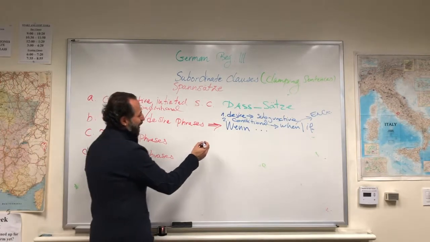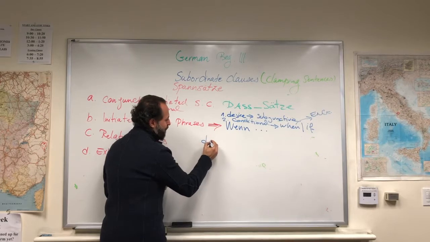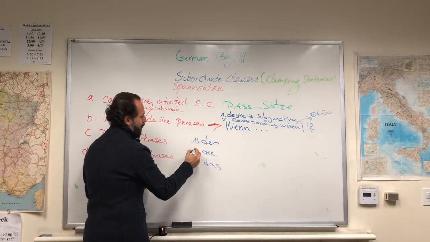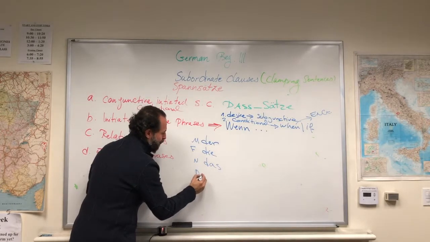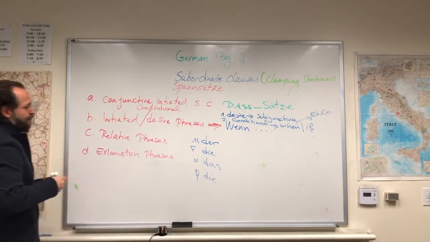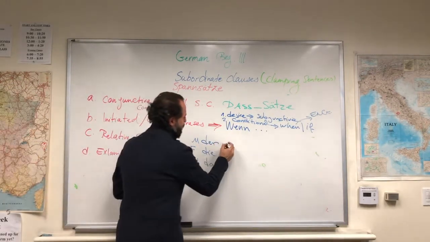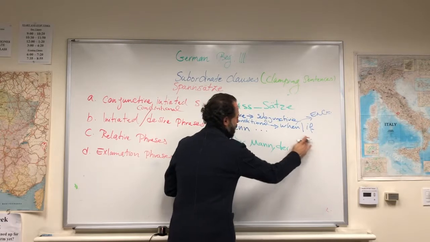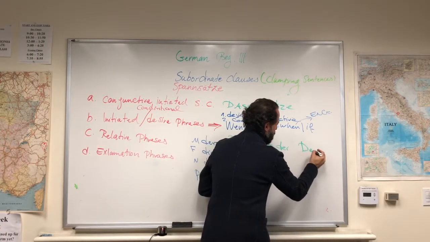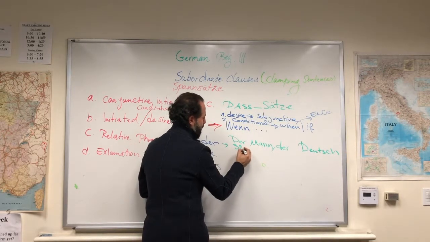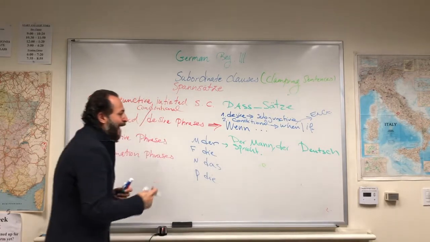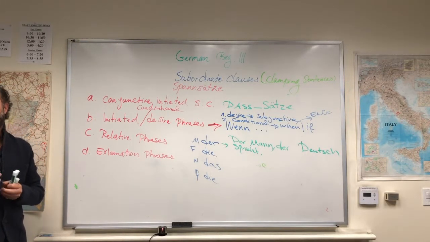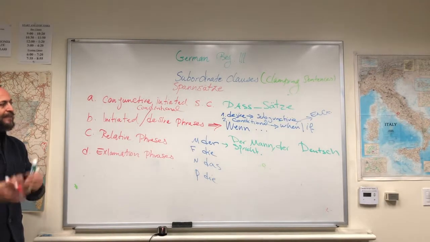For example, we know that we have these three articles, der, die, das, right? Which are masculine, feminine, neutral, and the plural word would also be die. Giving an example, I can say, der Mann, der Deutsch spricht. A very simple phrase. Der Mann, der Deutsch spricht. What does it mean? The man who speaks German.